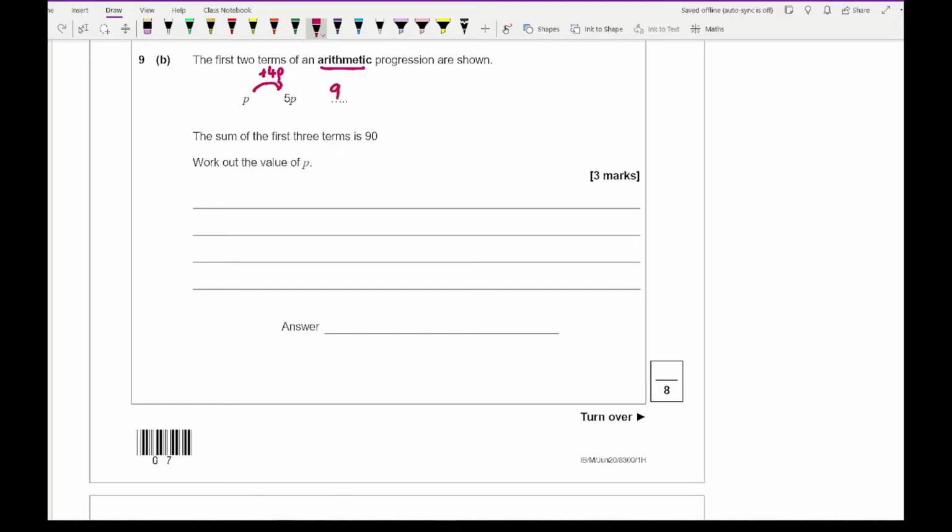So that means that the next term is going to be 9p, because again I'm just going to add 4p to that. So here what I've got is p plus 5p plus 9p equals 90, which gives 15p equals 90. So therefore p is going to equal 90 over 15, which is 6.